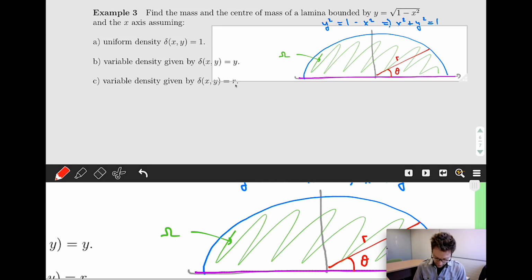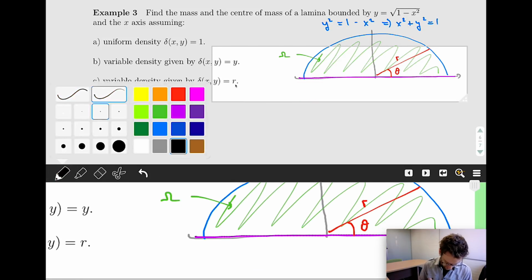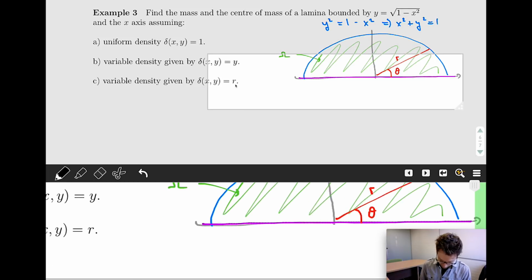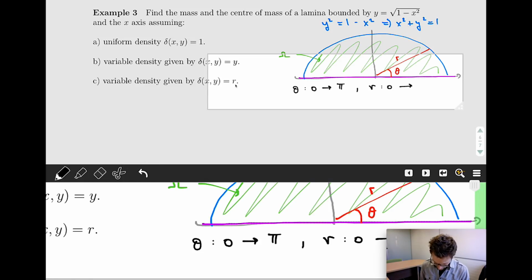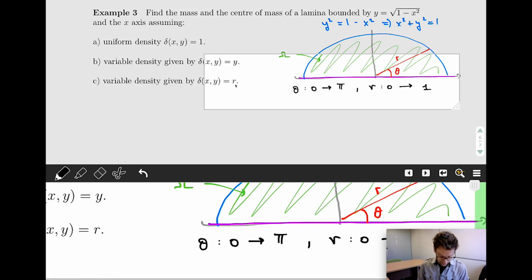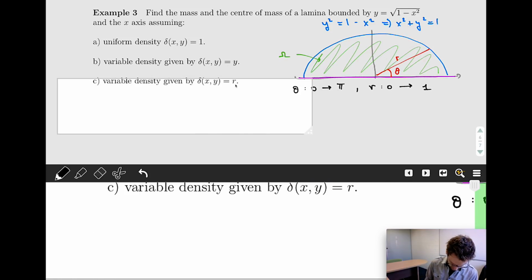So what are the limits of integration of this shape? Well, you can see that theta is going to be going from 0 to pi, so 0 to 180 degrees, and r is going to go from 0, the origin, to 1, the unit circle. So those are our limits of integration. Let's now set up my integral.